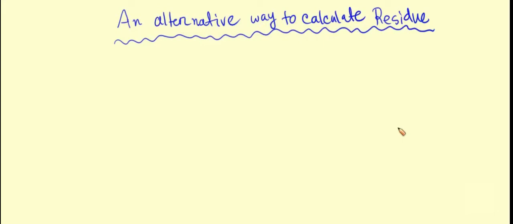Hi everyone, and in today's video we are going to see an alternative way to calculate residue that doesn't involve the Laurent expansion. So we start with considering a function f of z, and we say that this function has a pole of order m at point z equals z0.